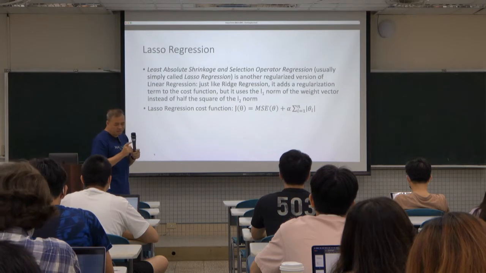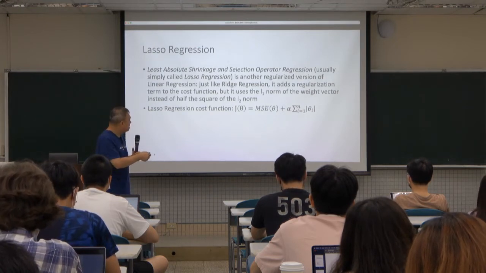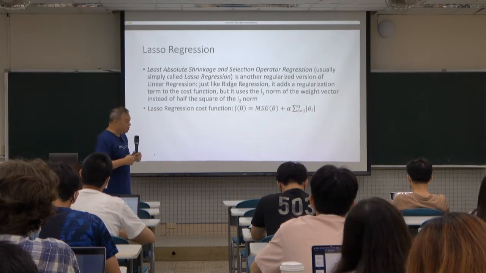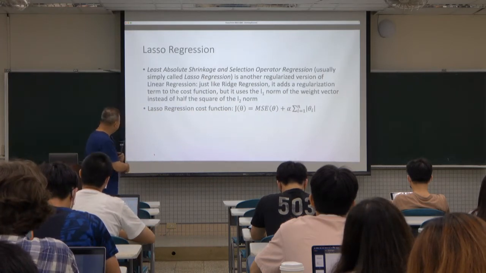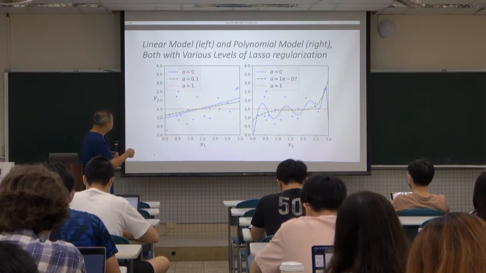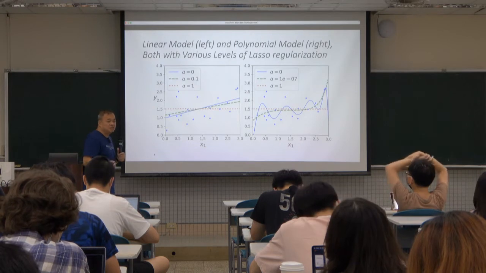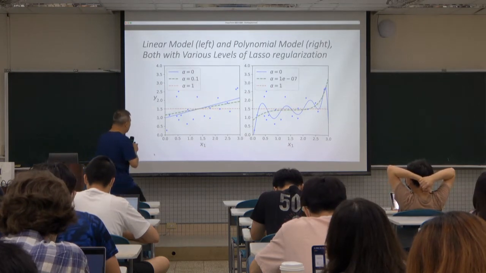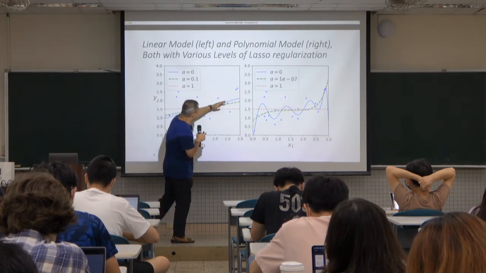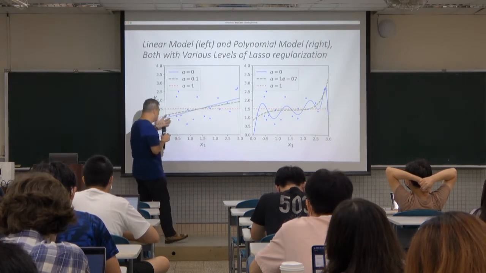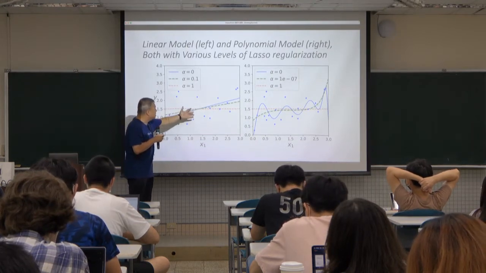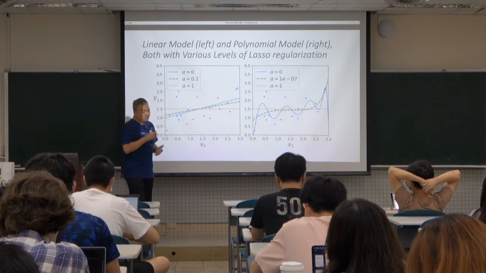You want to put on the constraint of the coefficient. The higher the alpha value, the more constraint you put on this coefficient. So you can see that as the alpha value grows from 0, which just means there's no regularization at all, this blue line obviously finds the trend of all these points. This is obviously a linear model.